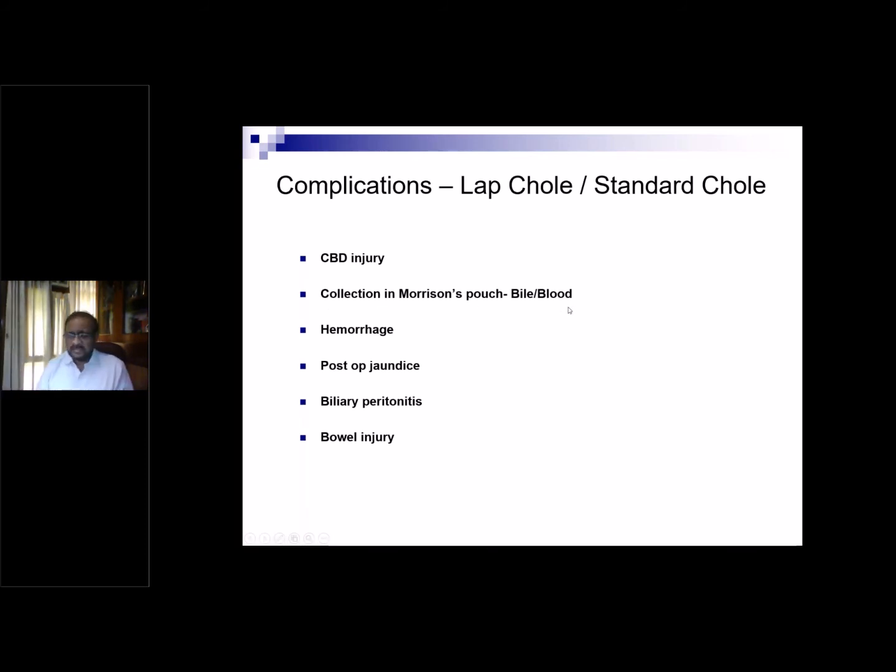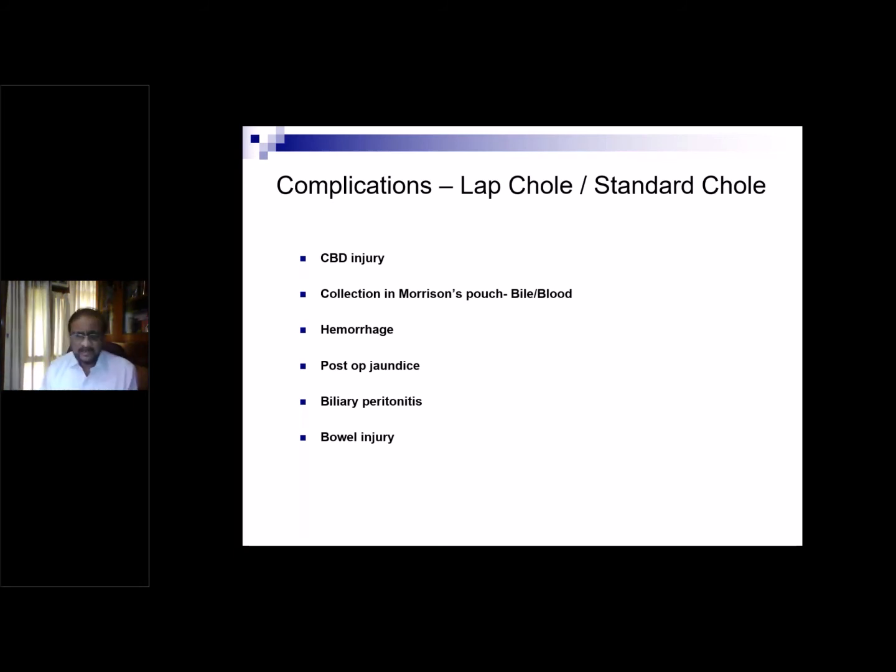And while we're on this topic, let me tell you that a 300 ml collection in Morrison's pouch on the first day and second day should not be taken with any alarm. Why? Because up to 300 ml collection can easily be absorbed by the body. So if you have a collection persisting beyond 48 hours, which is more than 300 ml, that should alert you to the fact that probably this patient has got something abnormal. So post-surgery, a collection of 300 ml up to 48 hours can be taken as normal.